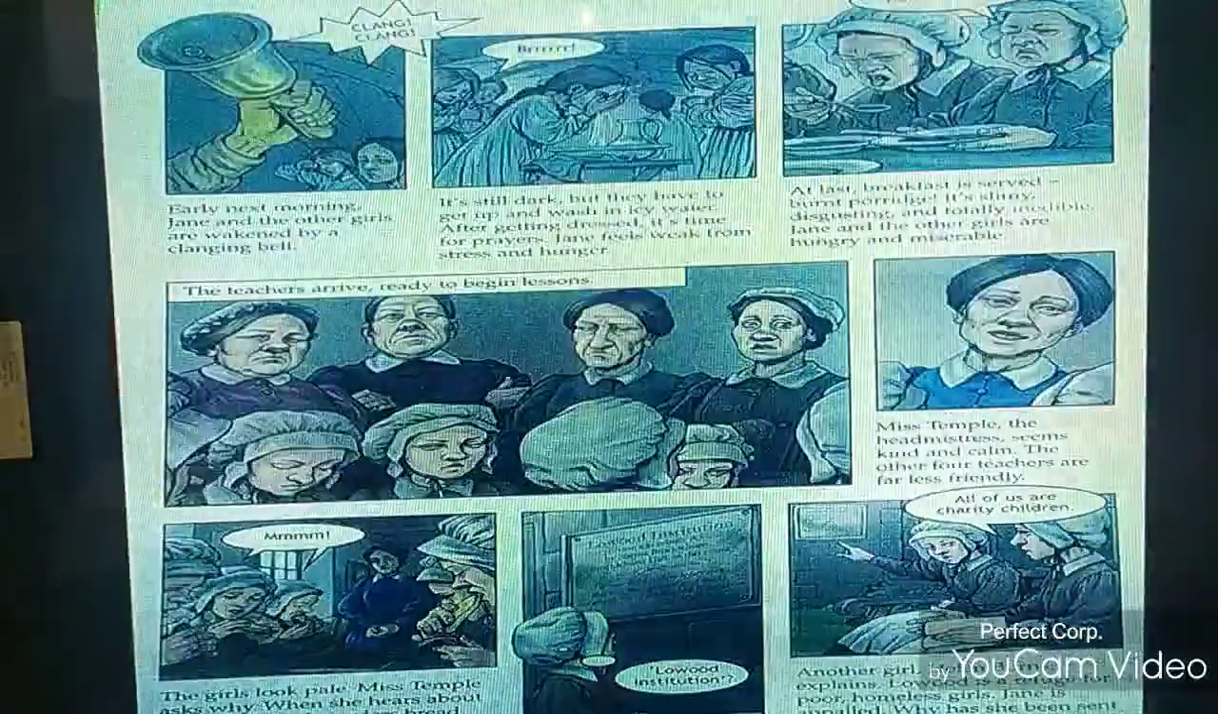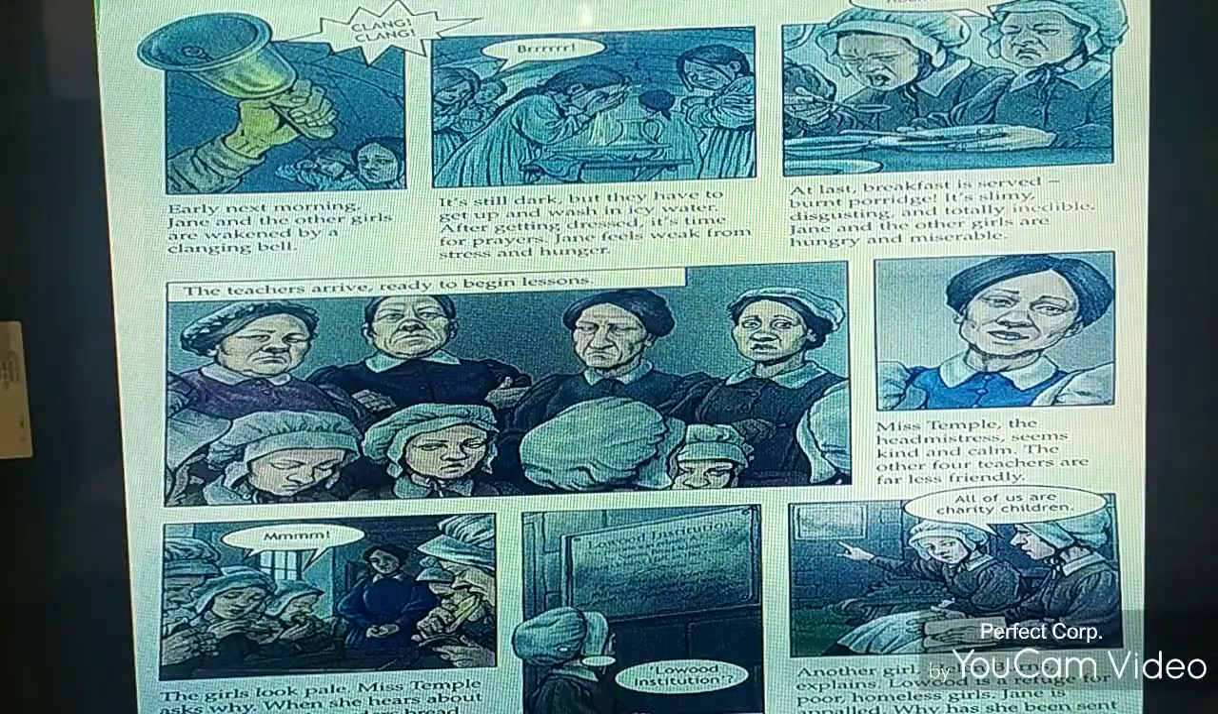Only Miss Temple was a wise and kind lady, and after a few days Jane came to know that she is in a refuge kind of school, and she was very disappointed with Aunt Reed.